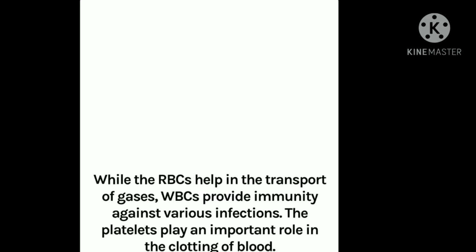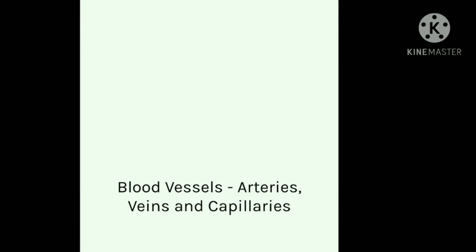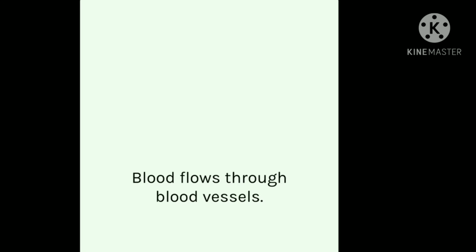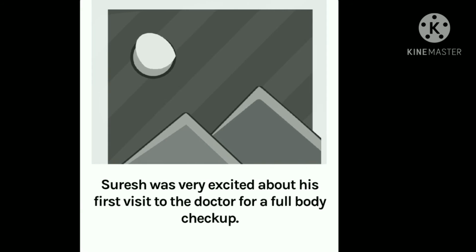While the RBCs help in the transport of gases, WBCs provide immunity against various infections. The platelets play an important role in the clotting of blood. See the blood vessels: arteries, veins and capillaries. So the blood flows through blood vessels.